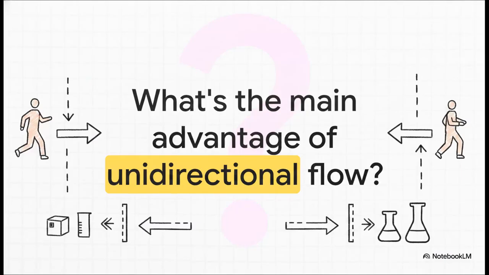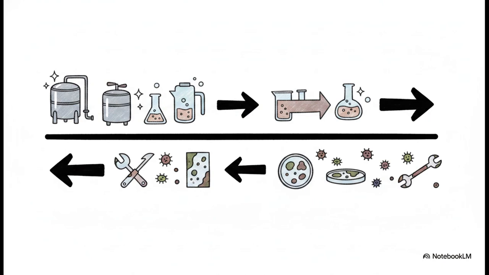Now take a second and think about this. What is the main advantage of unidirectional personnel and material flow? Why in the world would we strictly dictate exactly how you walk through a building, forcing movement in only one direction? Well, it's pretty simple.